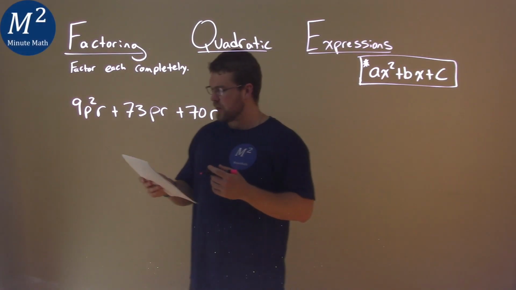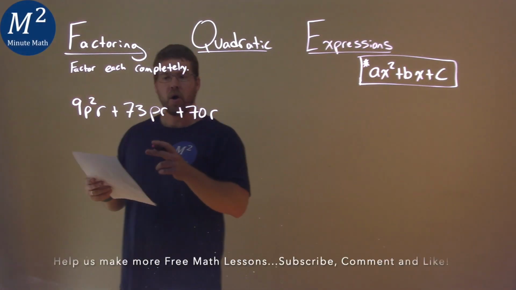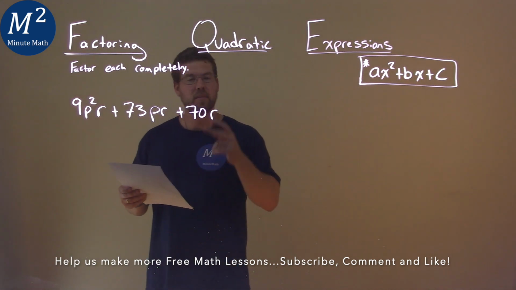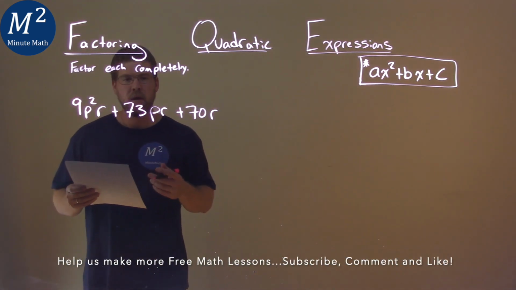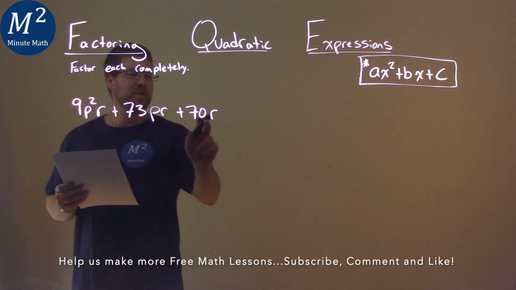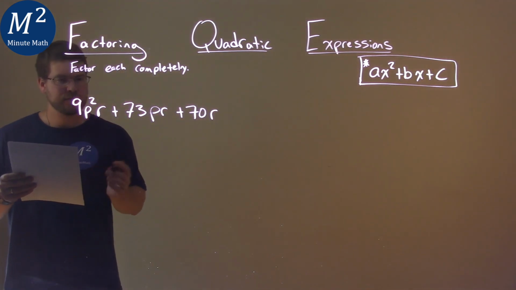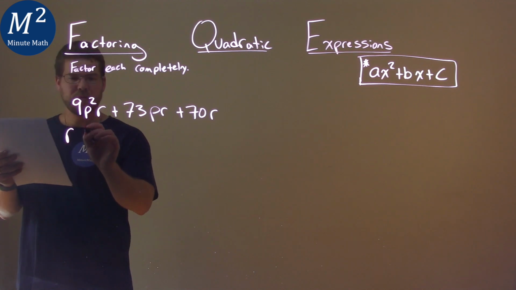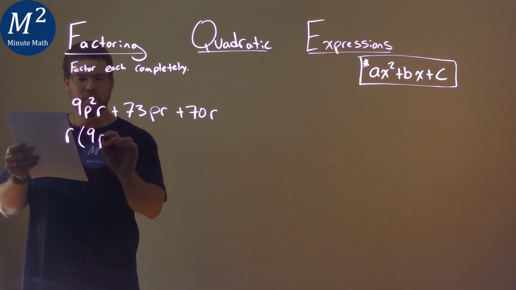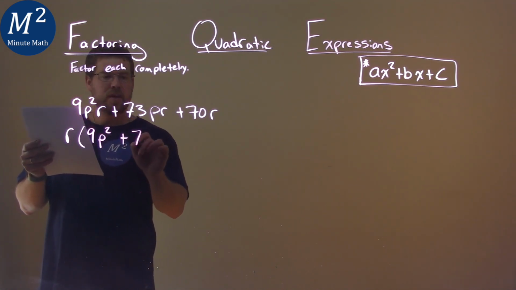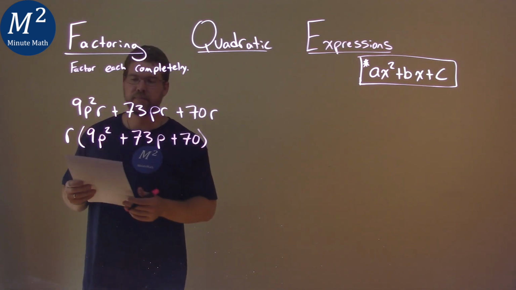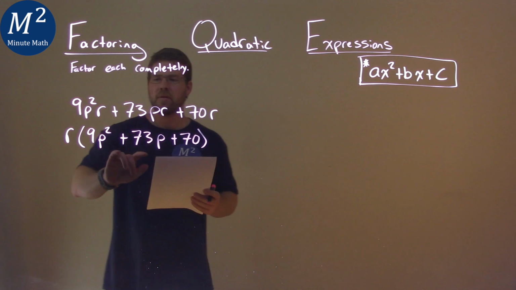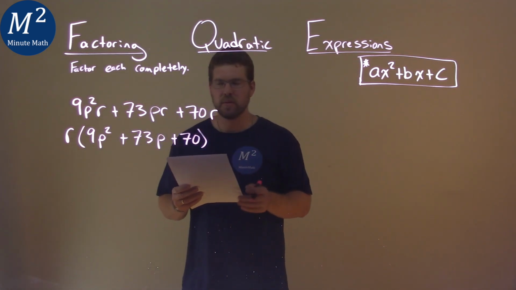We're given this problem right here: 9p squared r plus 73pr plus 70r, and we want to factor this completely. One thing I noticed is that there's an r in all three parts here. So if we pull that out, we're left with 9p squared plus 73p plus 70. Okay, so now we have a quadratic in the parentheses, so let's just deal with that.